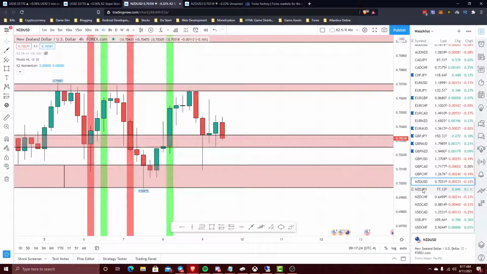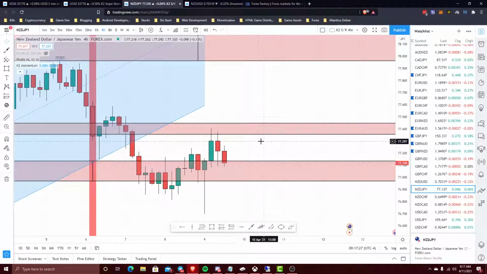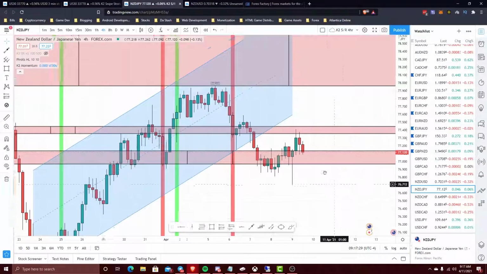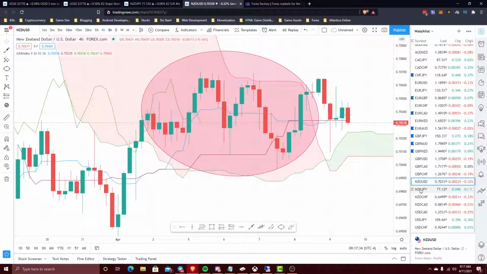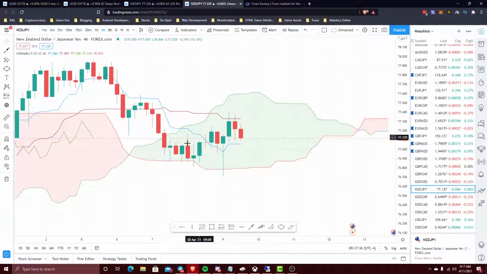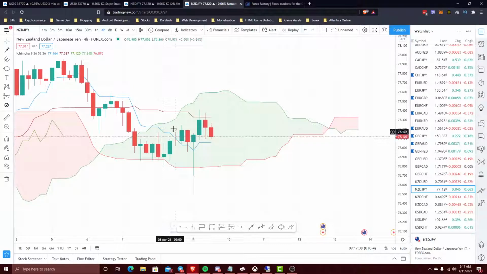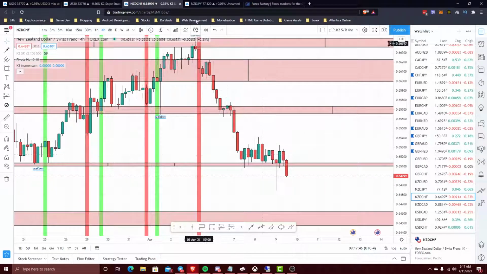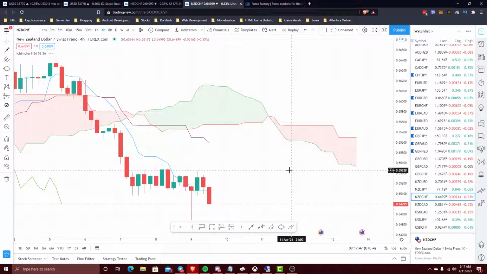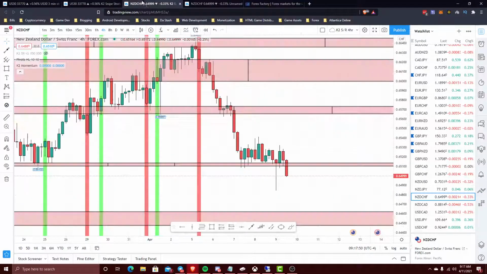Alright, we're moving on to NZD JPY. I drew an upward channel a while back. Now it just seems like it's ranging. Let me see. Yep, it's ranging. It's in this cloud, so we're just not going to mess with NZD JPY. NZD CHF. I don't know what NZD CHF is doing.